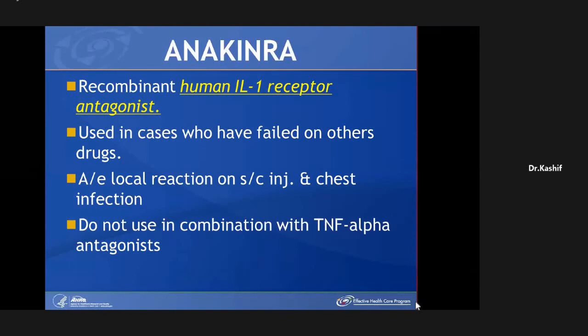It is not used in combination with other TNF blockers. So you use either one of these biological DMARDs. A combination is like methotrexate with a drug that belongs to one group. For example, you cannot use two TNF alpha blockers simultaneously. Whether you take TNF alpha or this interleukin blocker, this is also not combined with TNF alpha. So this is given separately.